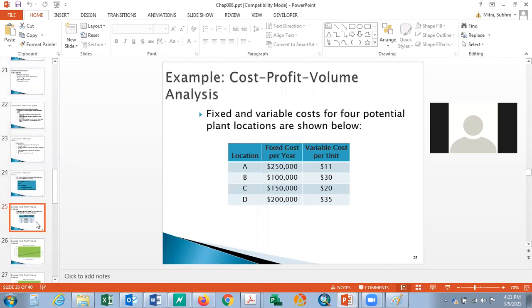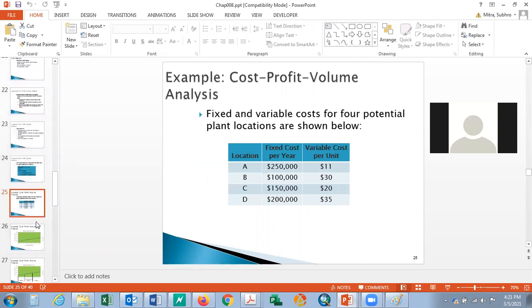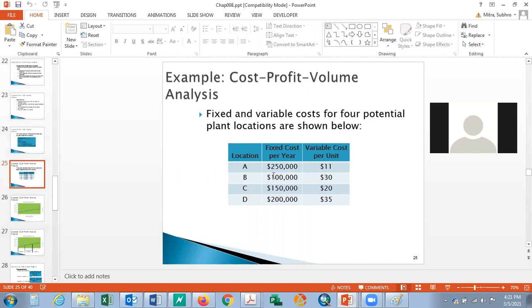So cost, profit, volume analysis. You have 4 locations, location A, B, C, D. You have some fixed cost and a variable cost. Fixed cost is incurred irrespective of how much you produce or how much you use it. The variable cost changes. Okay.